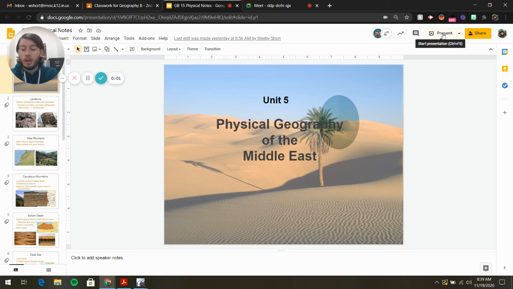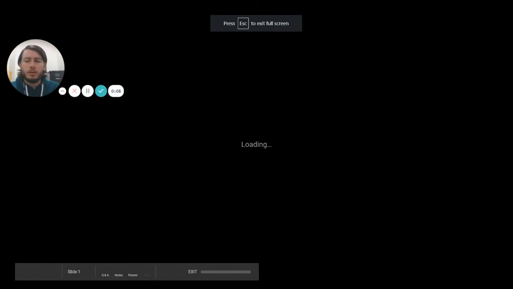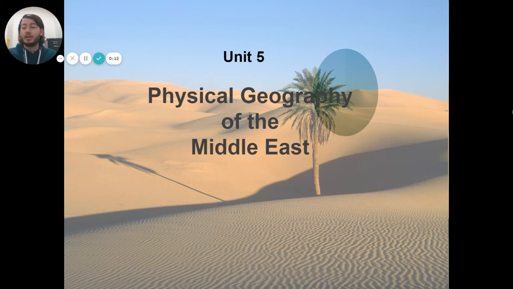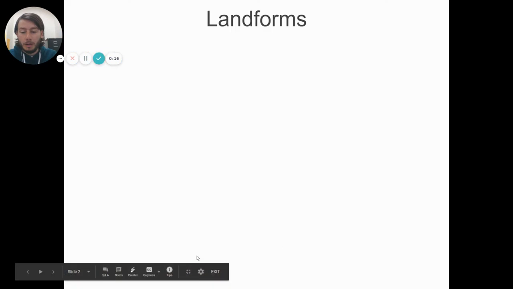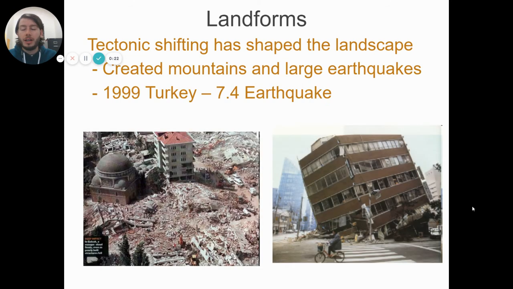On the new unit, which is Unit 5, we're going to talk about the physical geography of the Middle East. Here's something really interesting about the Middle East: it is not just one specific place, and I'll explain what I'm talking about. The Middle East has a very interesting location, and I'll show you on a map in a second.